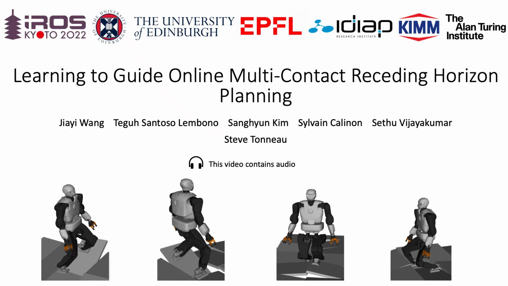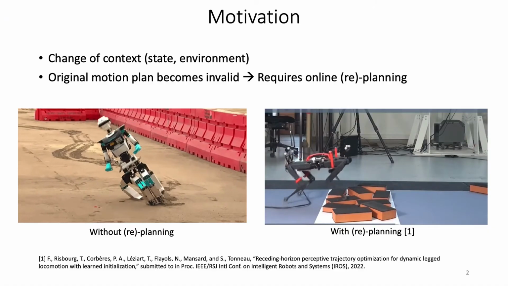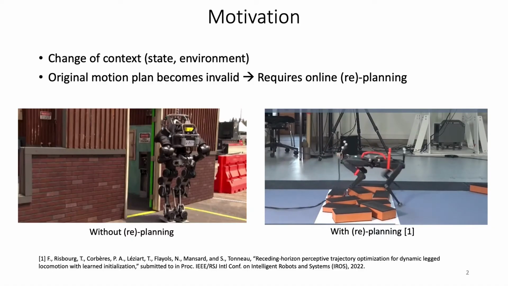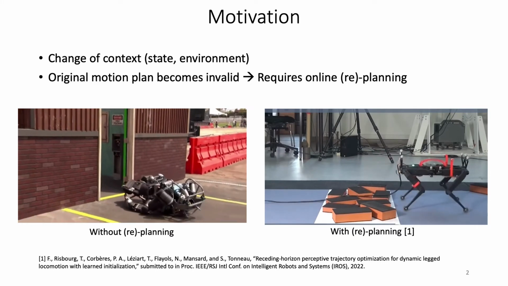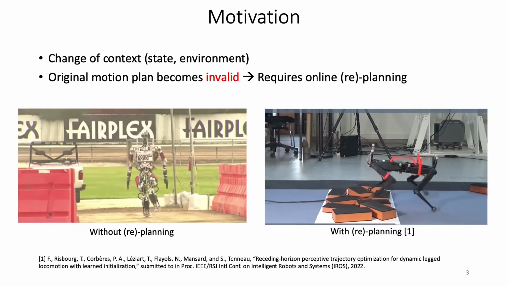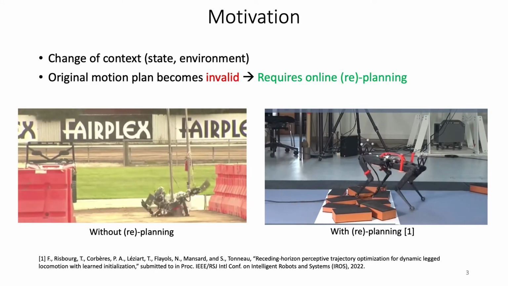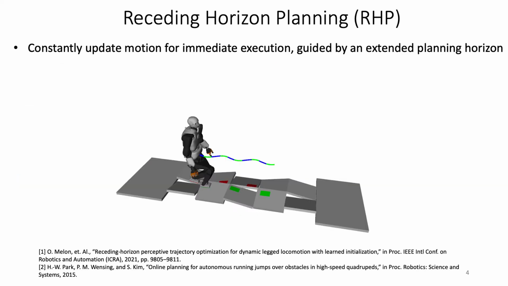This video presents our work, Learning to Guide Online Multi-Contact Receding Horizon Planning. When deploying legged robots in the real world, robots can encounter state drifts and environment changes. This will cause the original motion plan to be invalid, and online replanning is needed. To this end, receding horizon planning is a promising solution.